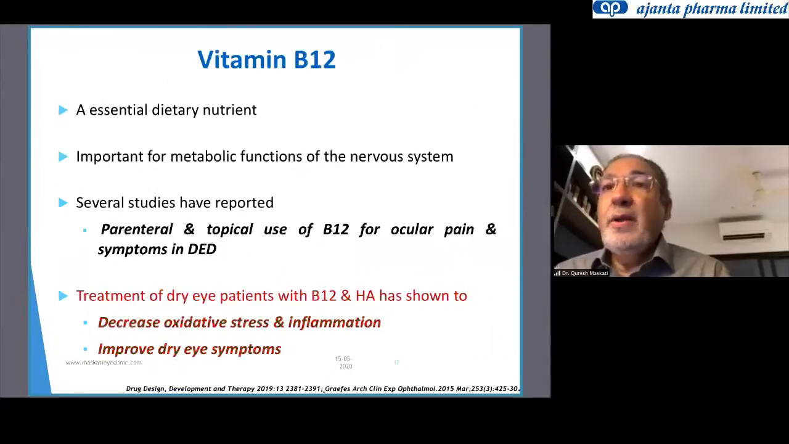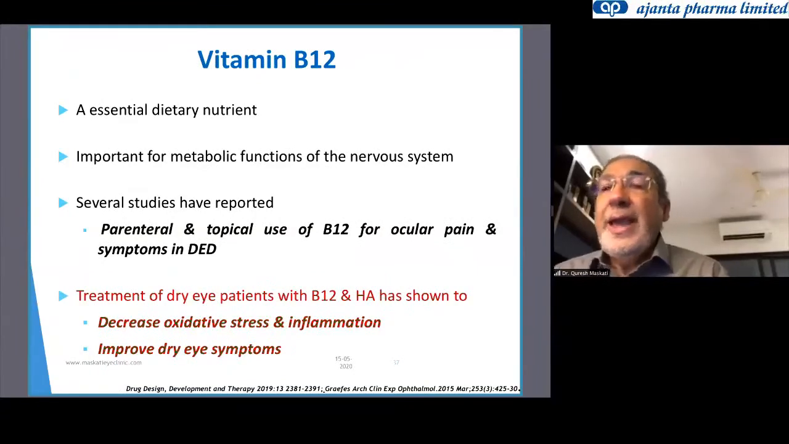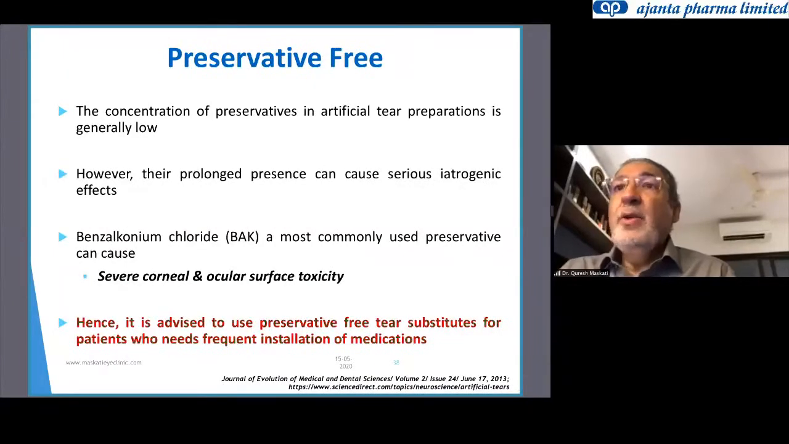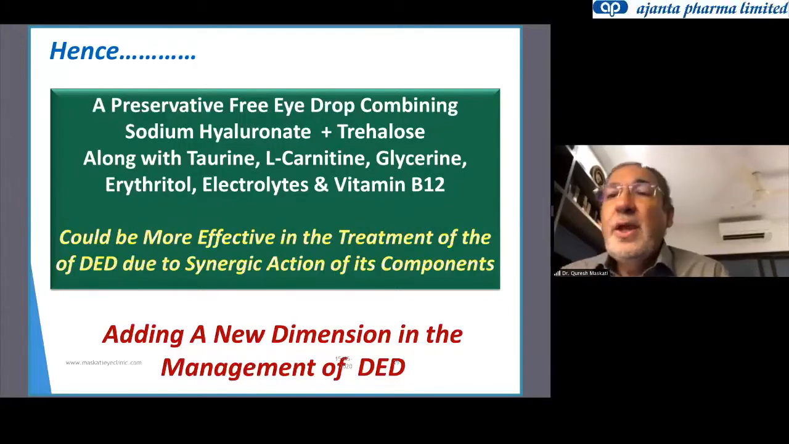And you throw in a little bit of vitamin B12, which also decreases stress and inflammation. And you make it preservative free. Then you've got, at least in theory, a lot of ways of preventing worsening of a dry eye condition by having one drop which is preservative free, which has HA, trehalose with osmoprotectants and essential electrolytes and vitamin B12. This would therefore add a new dimension in the management of dry eye disease.